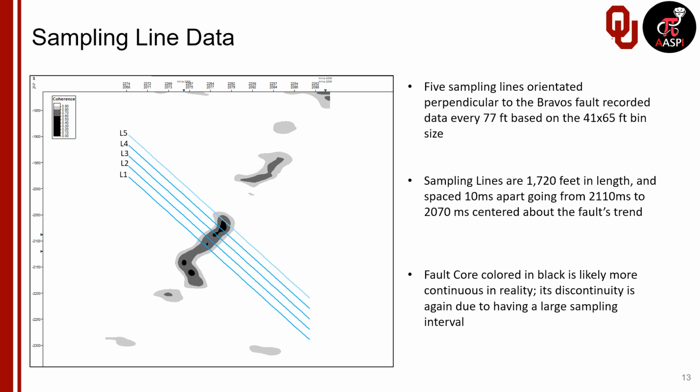These sampling lines are just singular straight horizon lines drawn up in Petrel, and what they are doing is outputting the coherence and the rejected noise amplitude values approximately every 77 feet, based on the bin size of this survey. Each sampling line is a little over 1,700 feet and spaced approximately 10 milliseconds apart. And this is what we're going to be using to estimate our actual damage zone and overall fault zone thicknesses.